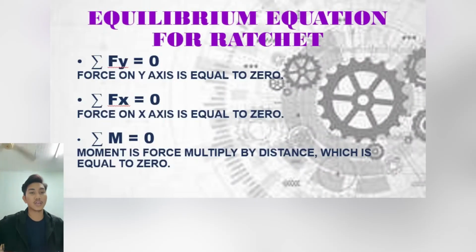Next is the equilibrium equation for the Ratchet. Sum of Fy is equal to 0. Force on the y-axis is equal to 0, so all of the force on the y-axis is equal to 0. Sum of Fx is equal to 0. Force on the x-axis is equal to 0 means all force on the x-axis is equal to 0. The next is sum of moments is equal to 0. Moment is force multiplied by distance, which means all moments is equal to 0.